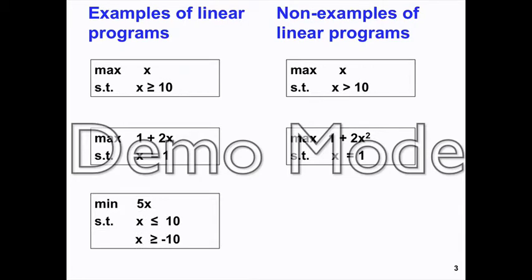Minimize 5x subject to x less than or equal to 10, x greater than or equal to negative 10. Linear program. Minimize 5x subject to the absolute value of x less than or equal to 10. Not a linear program, even though it has exactly the same feasible region as the linear program on the left.